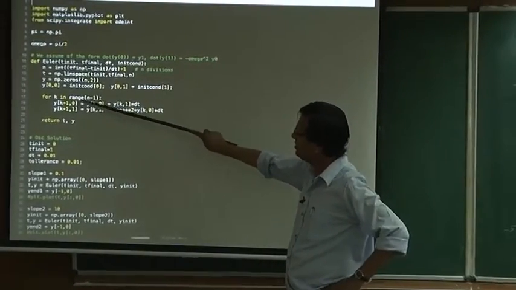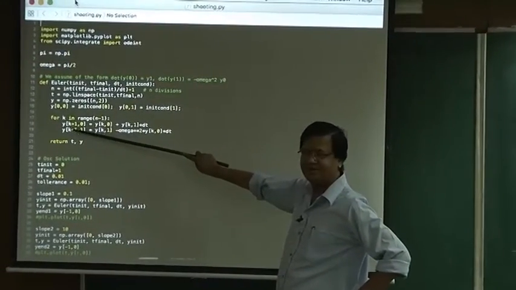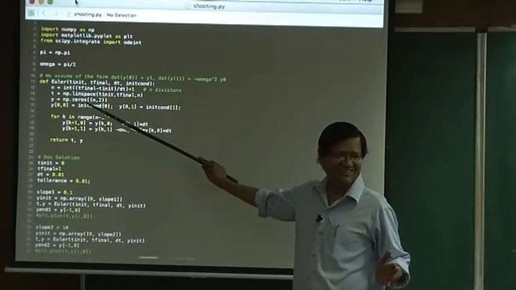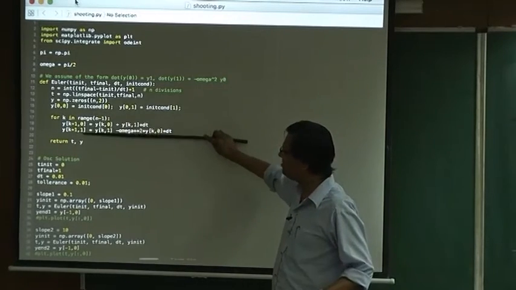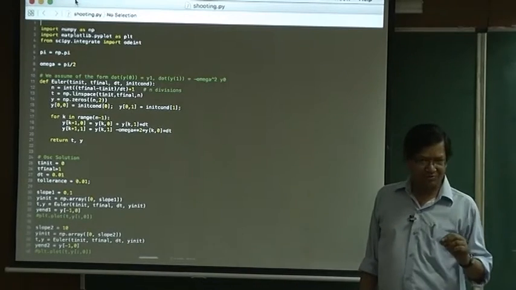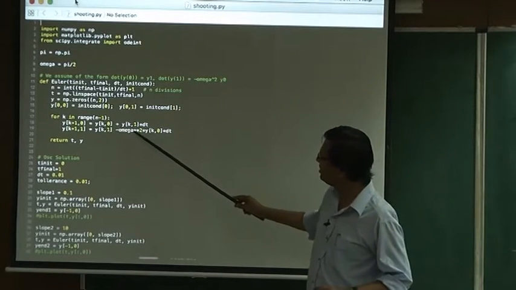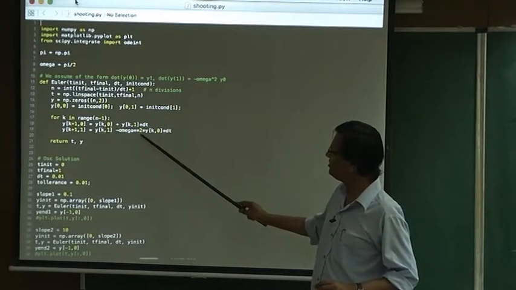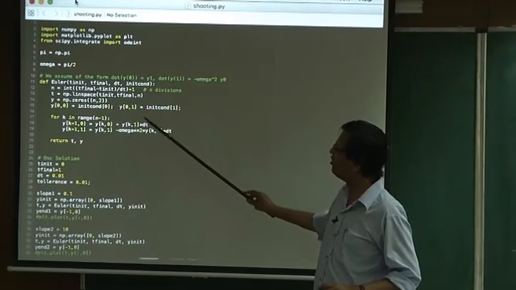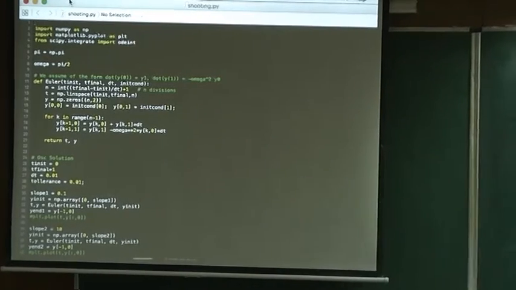This is my y prime solution and this is my p prime. Do I need to belabor this? This is like position and this is like velocity. So x dot is velocity and v dot is the force, the acceleration, and this is minus omega squared y, okay, and omega is chosen to be pi by 2, exactly this.